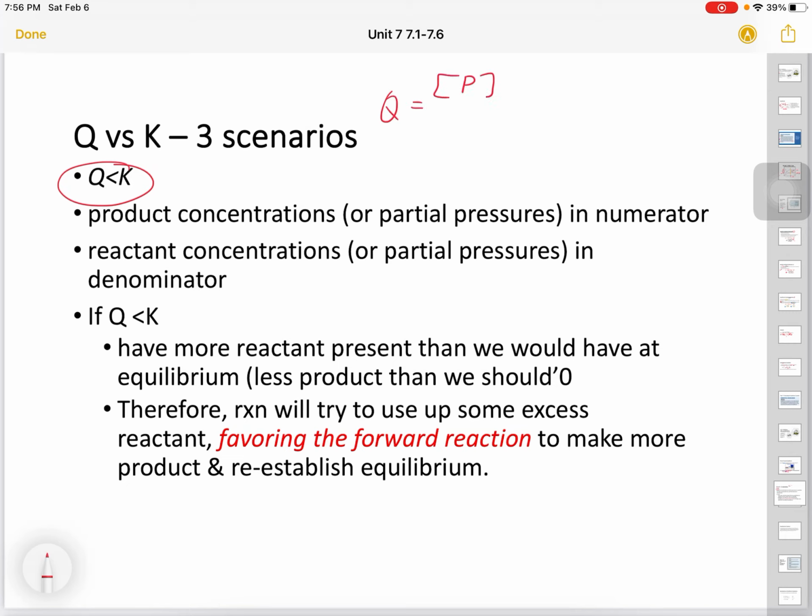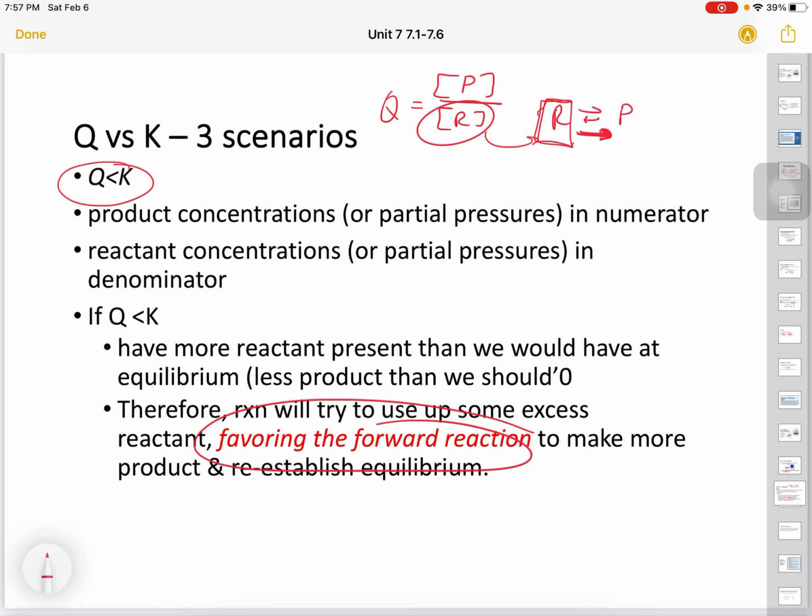So I calculate my products over my reactants. So here's my equation, right? And if I come up with a value for Q that is lower than the value that I'm given for K, that means that my denominator value is larger than what it should be. So a larger denominator means I have more reactant present in my system than I should if I were at equilibrium. So how do I get rid of reactant? I convert it to product. How do I convert it to product? I favor the forward reaction.